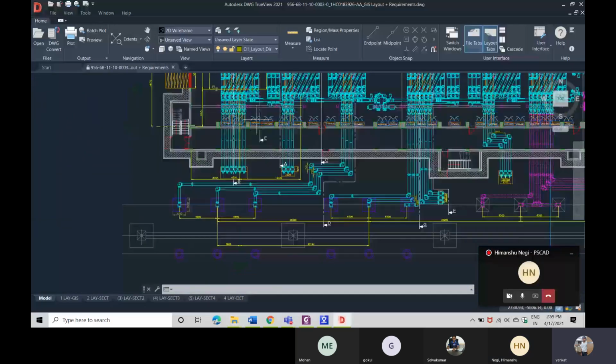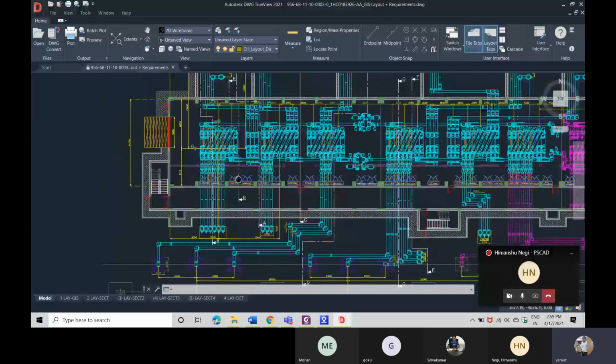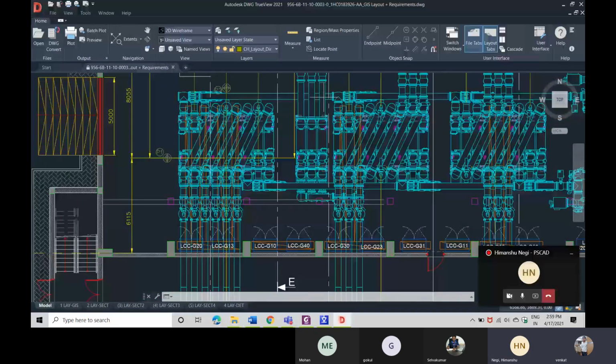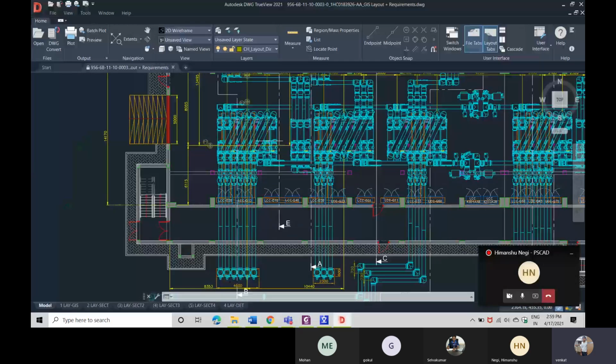Not only the GIB, if we have some bus bar between them, this is a general bus bar. That bus bar we have to model. For that, we have to take each measurement of this bus bar and include it in our studies. We have to include it in our modeling in PSCAD.